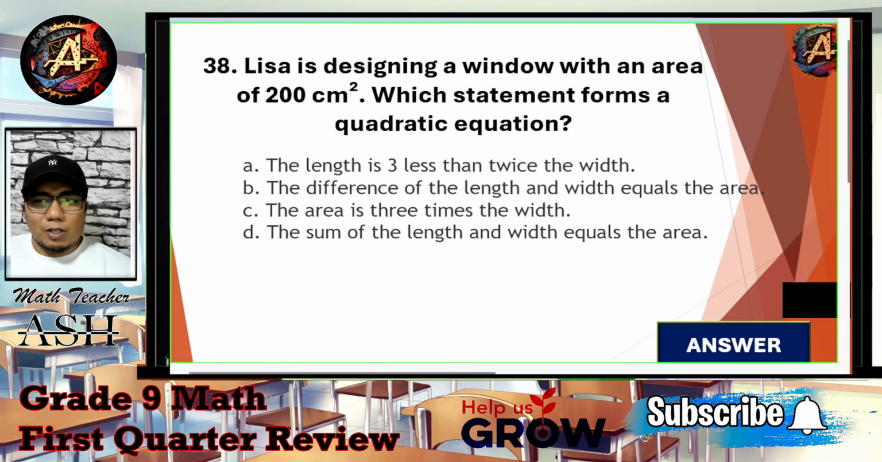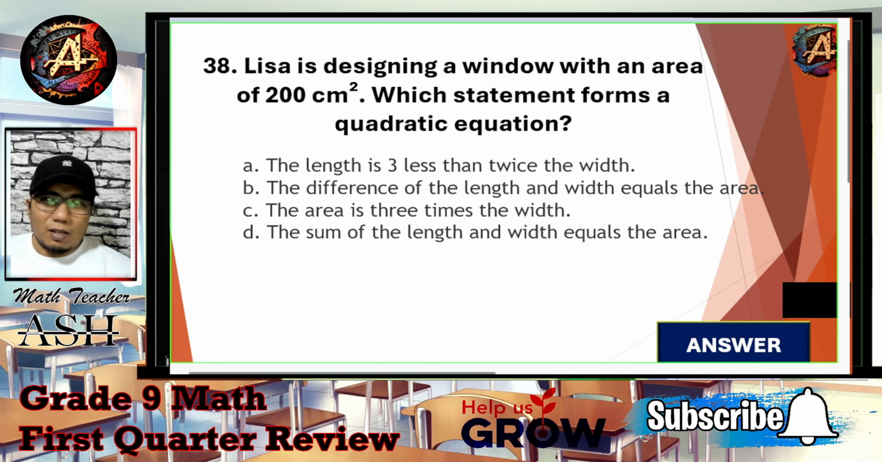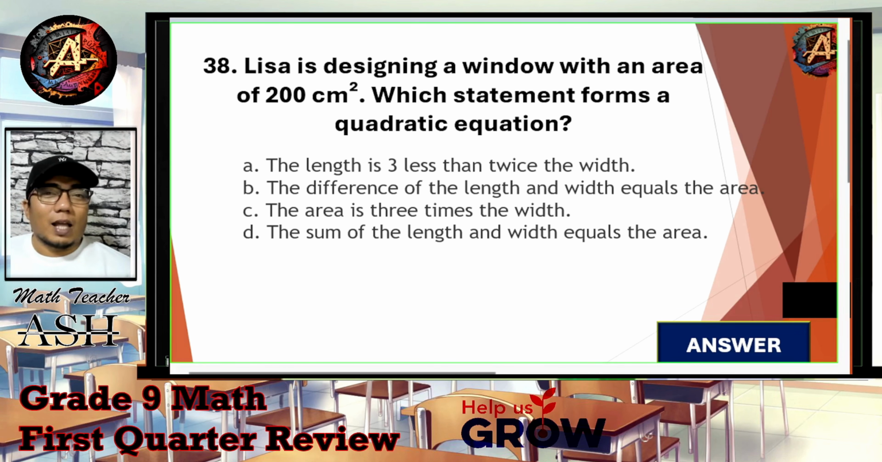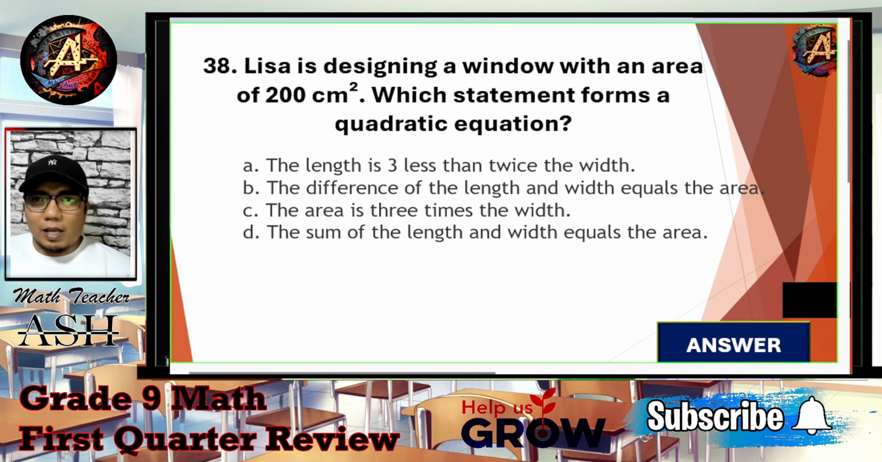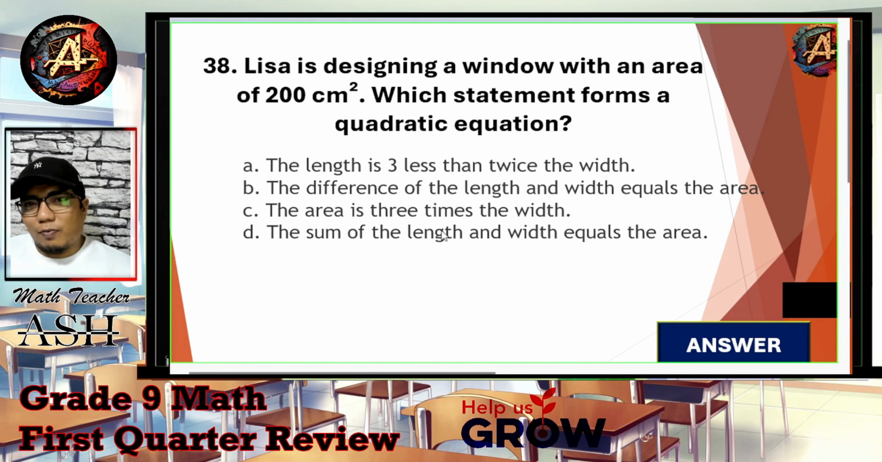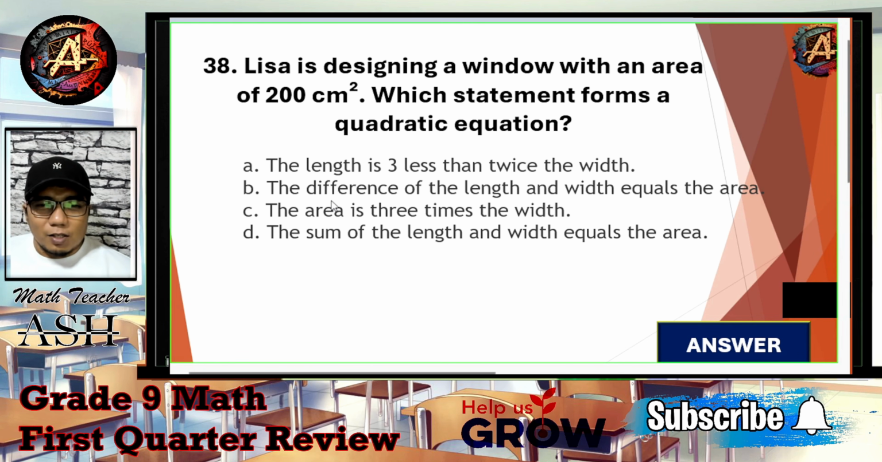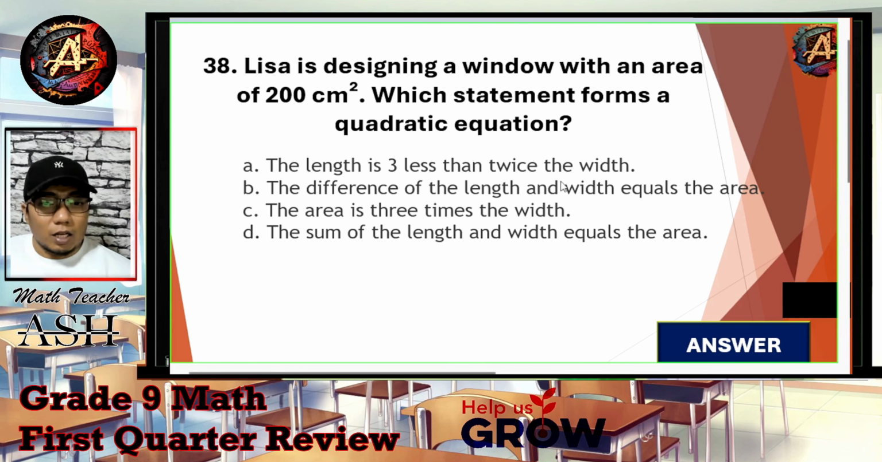Alright, my dear math learners, normally a window is in a rectangular shape. So it means the area is equal to length times width. Let's check which among these choices is aligned with the formula for the area of a rectangle. Letter A, the length is 3 less than twice the width. So there is a relationship between the length and the width. Letter B, the difference of length and width equals the area. No, it's not the difference, it's the product. So letter B is wrong.